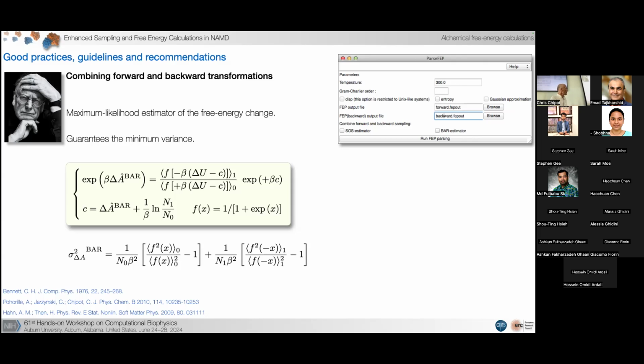Then, of course, from the forward and the backward, that's the number of snapshots in the forward, that's the number of snapshots in the backward. You're going to get your BAR estimator in a few iterations. And the good news is these people here, Han and Ven, they've cooked up the statistical error that is associated to the BAR estimator. So we have a statistical error, or the variance, associated to the FEP estimator and to the BAR estimator.